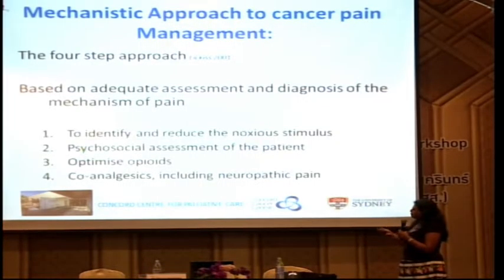So the first step, as we've already said, is to identify and reduce the noxious stimulus. And to do that, we need to understand the cause of the pain. If the cause of the pain is the cancer, we need to think, is radiotherapy, is chemotherapy helpful in this case? If there's swelling, inflammation, do we use an anti-inflammatory, steroids? If there's an abscess, do we need surgery to drain the abscess and antibiotics? So we're thinking about the mechanistic approach to reduce the noxious stimulus.